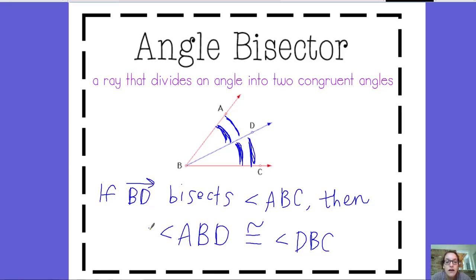Another thing I want to point out, this is not an equal sign. This is a congruent symbol. So when angles are congruent, we don't put the measure.